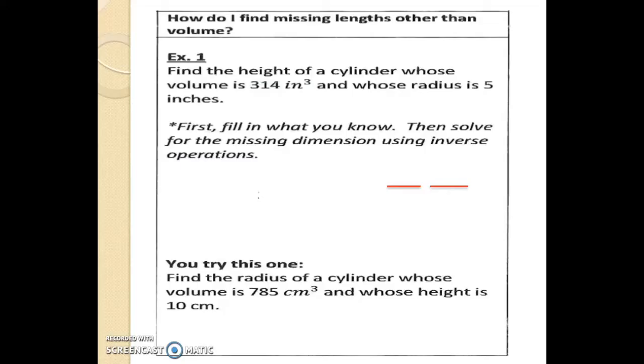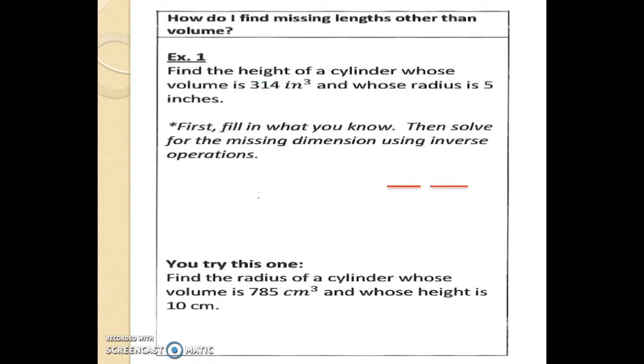In our last lesson, we learned how to find the volume of a three-dimensional shape. Today, we will look at how to find a missing value other than volume. So let's take a look at the first example. It reads, find the height of a cylinder whose volume is 314 inches cubed and whose radius is 5 inches.